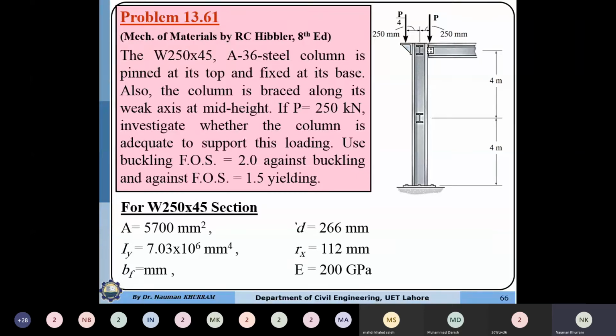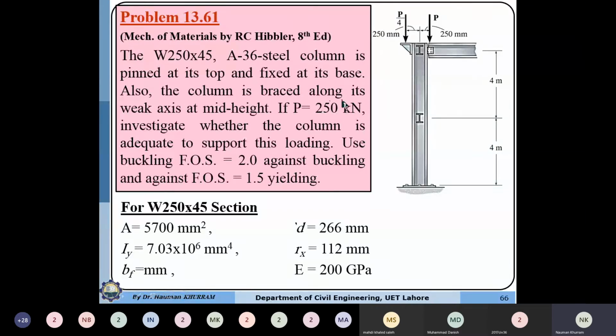So again, we have a W250x45 column, W section. It is made of A36 steel, fixed at the bottom and free at the top. You can see these are the bracing. These braces are provided in the out of plane direction. Out of plane direction means that the column is braced in the out of plane direction, so it will not bend in that direction. No bracing is provided in this direction.